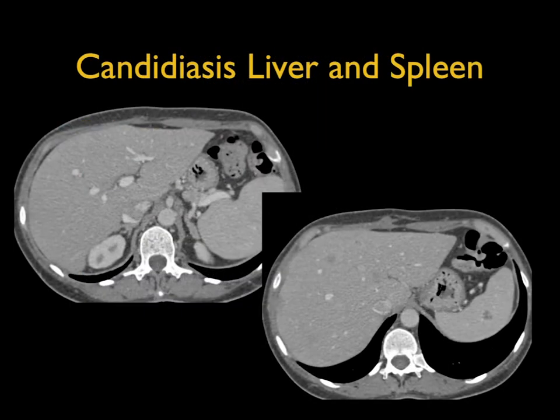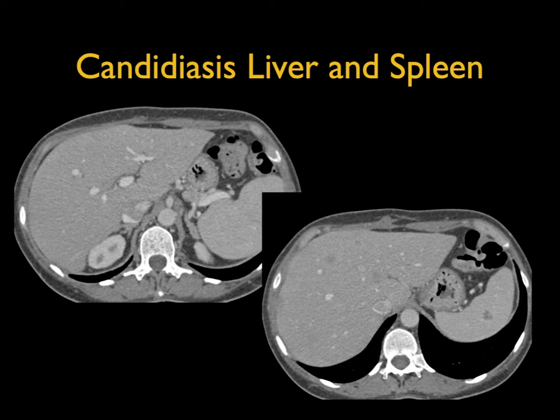Now, we mentioned infection before. We spoke about liver abscesses in an earlier lecture. We talk about splenic abscesses. They're rare. Patients are typically immunosuppressed, or they have a history of endocarditis, recent dental work, diverticulitis. There are a number of possibilities.